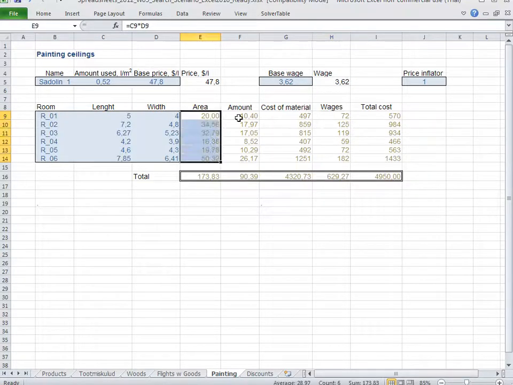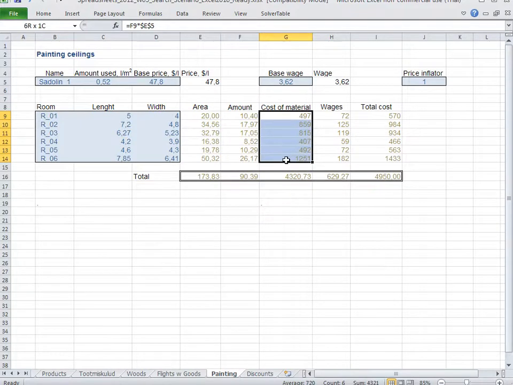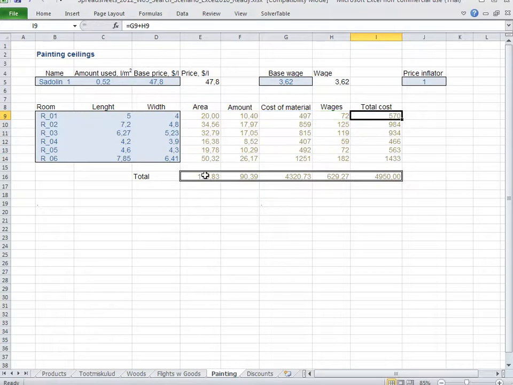So area, amount of paint in liters, cost of paint, cost of working, and the total cost, which is the sum of the two before. And now below here, all the sums: all areas, liters, dollars for paint, dollars for wage, all costs together. And now this problem has been modified very slightly.